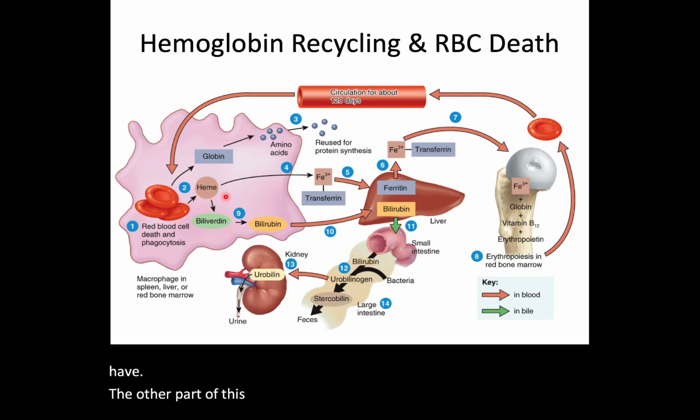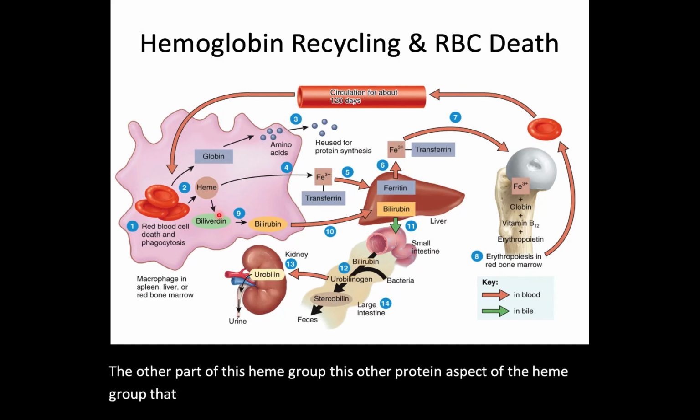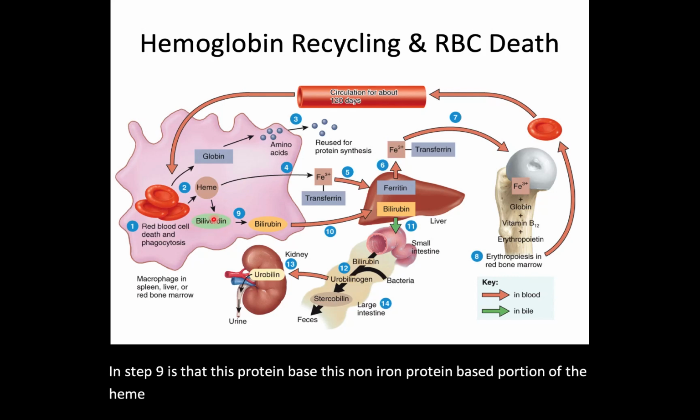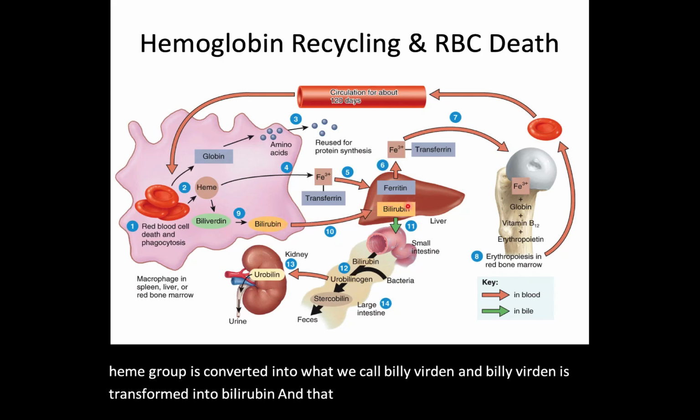But we still have the other part of this heme group, this other protein aspect of the heme group that we need to consider. And so what happens over here in step 9 is that this protein base, this non-iron protein base portion of the heme group, is converted into what we call biliverdin, and biliverdin is transformed into bilirubin, and that bilirubin is stored within, once again, the liver.